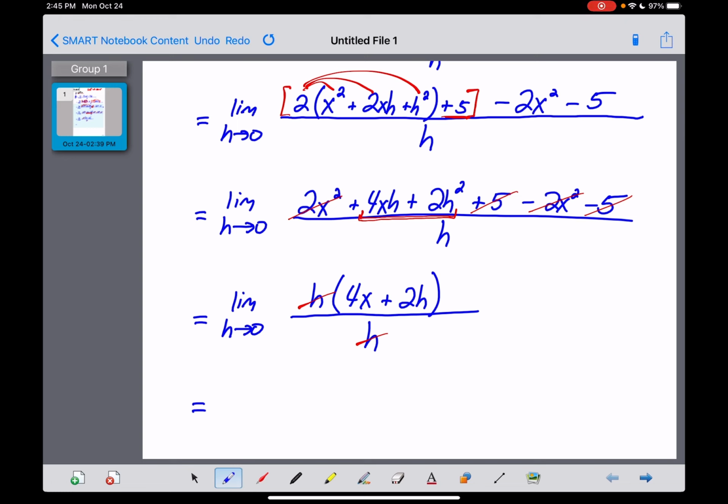So now we can go ahead and do plug and chug. And let's remember, it is h that is becoming 0, not the x right here. So that x is just going to remain 4x, but then it's going to be plus 2 times a value of 0, and we're just going to end up then with 4x for our answer.